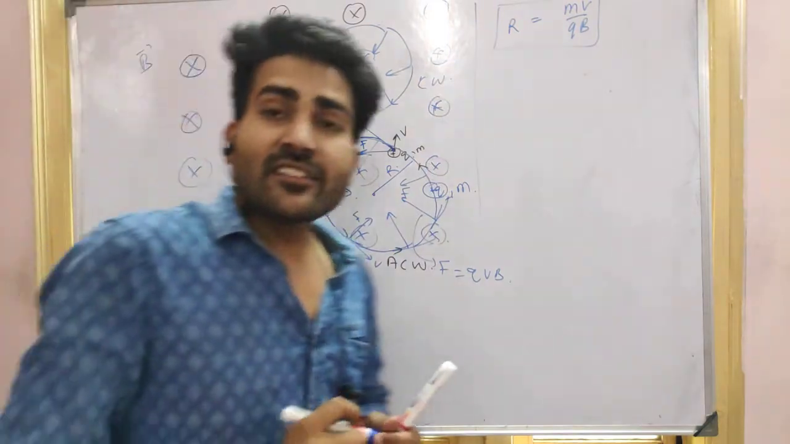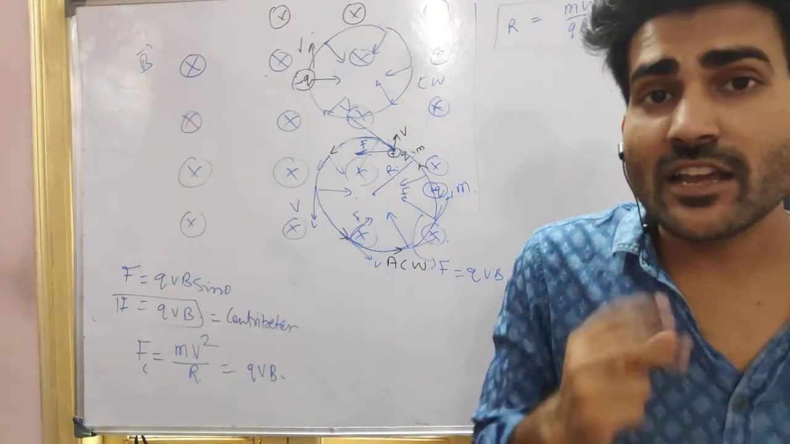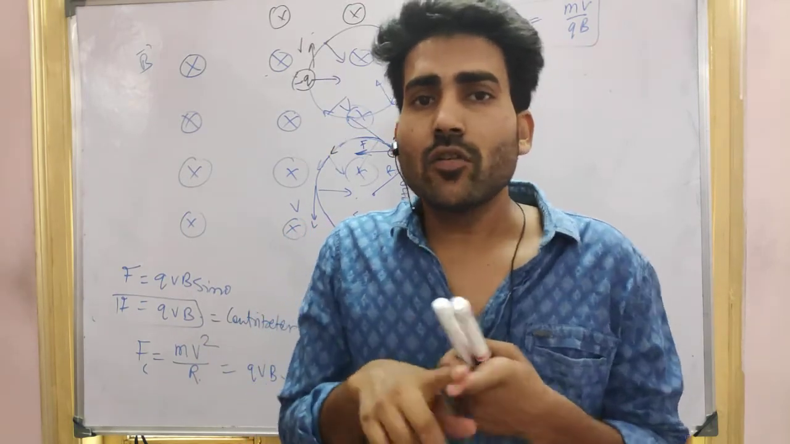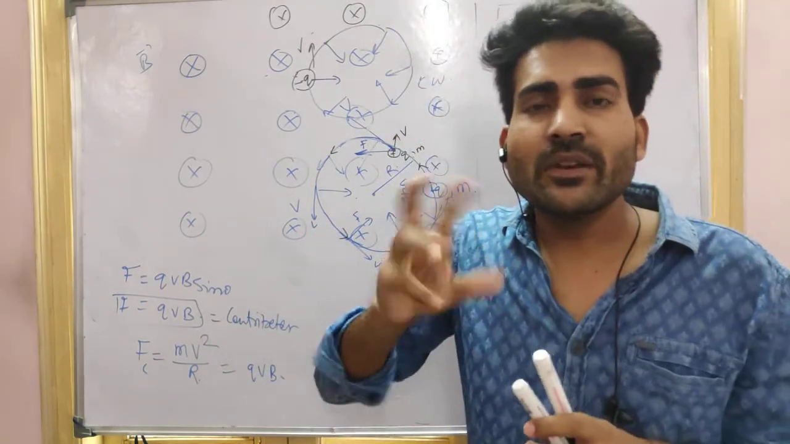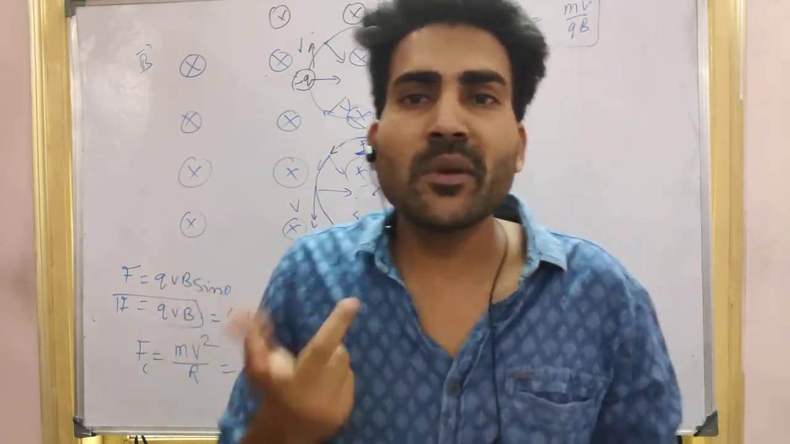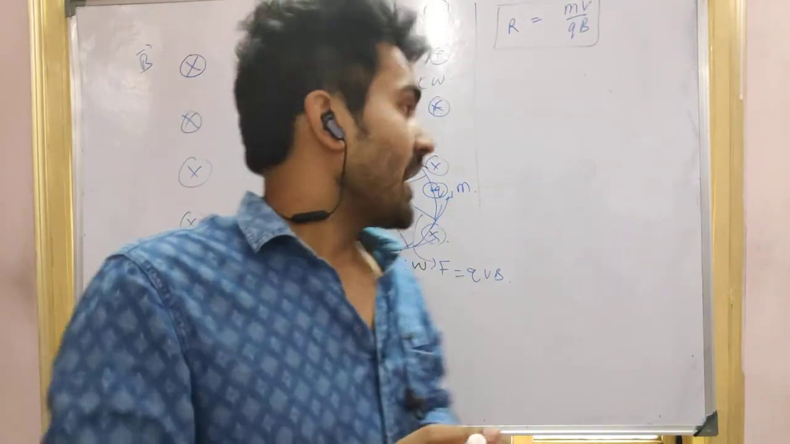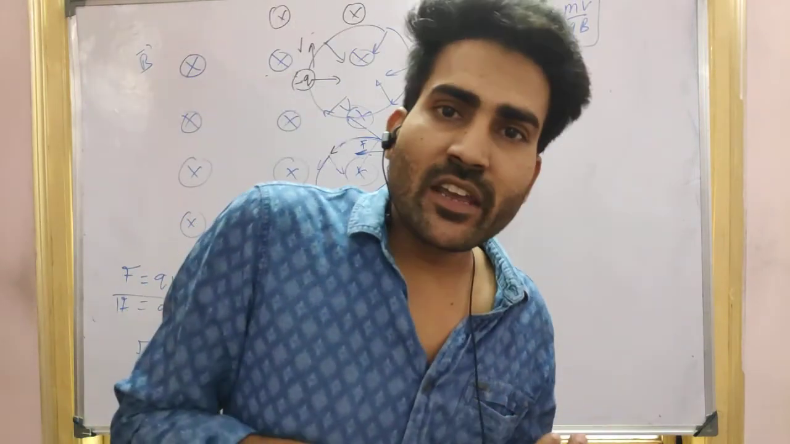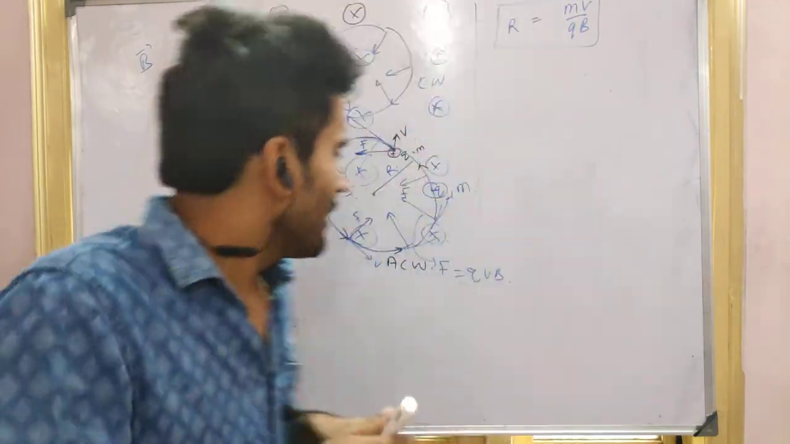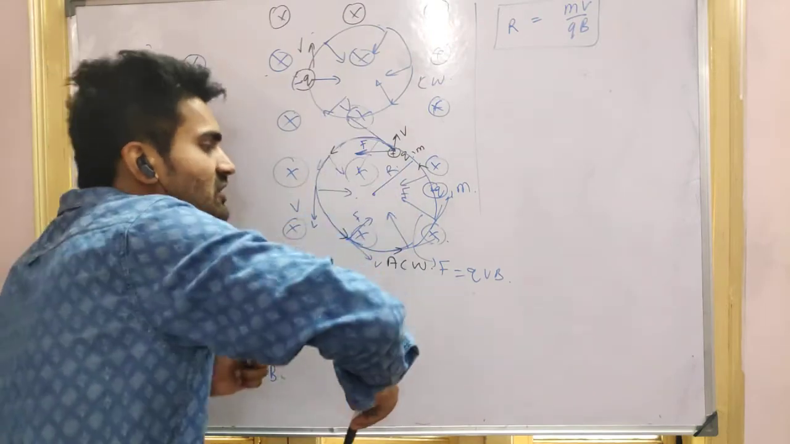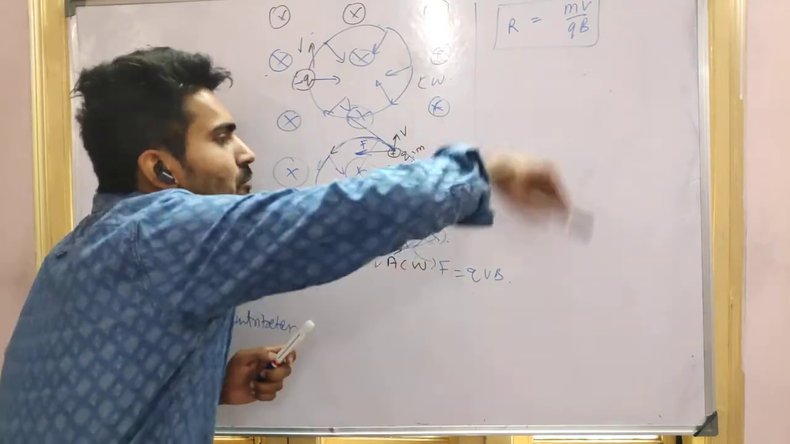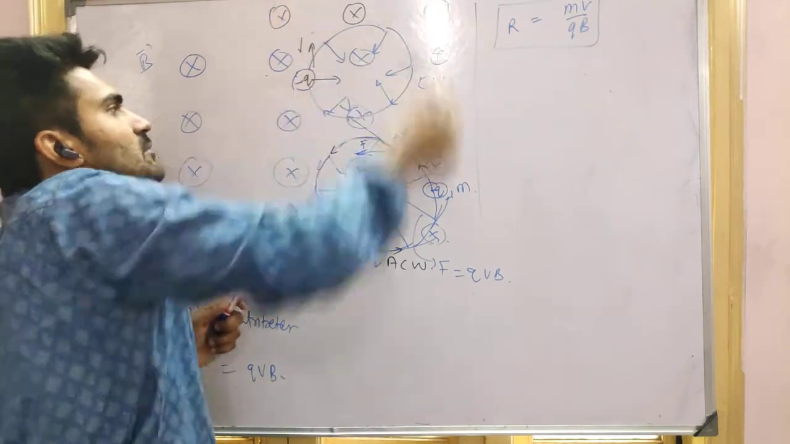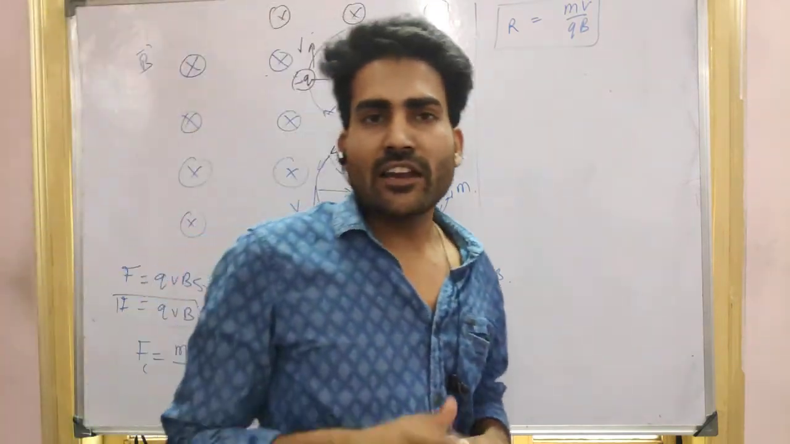It means in the same field, if two charges are moving, one is positive, one is negative, so their rotation will be different. One will be clockwise, one will be anti-clockwise. And we cannot say which will be moving in clockwise direction, which will be moving in anti-clockwise direction. Why? Because if you reverse the direction of the velocity, if the velocity is in this direction, then again it will start moving in this direction. If the direction of the velocity is here, it will start moving in anti-clockwise direction. Are you getting my point or not?